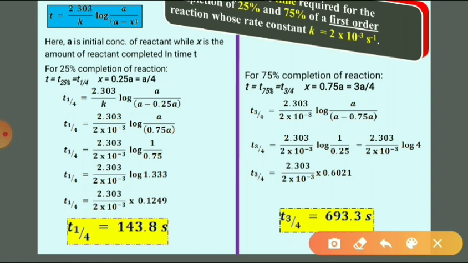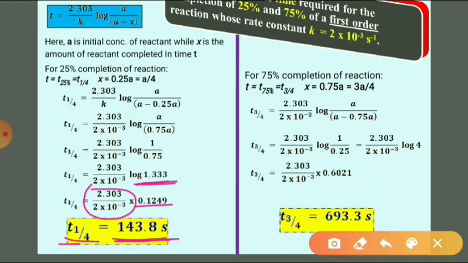Now we have to take the log of this value, log of 1.333, that is nothing but 0.1249. Now just multiply the 0.1249 into this factor. So you will get this much amount, that is 143.8 seconds. So this is the time required for the completion of the reaction, 25%.